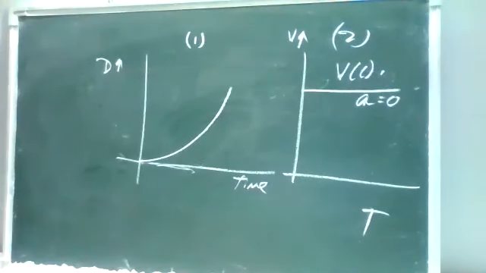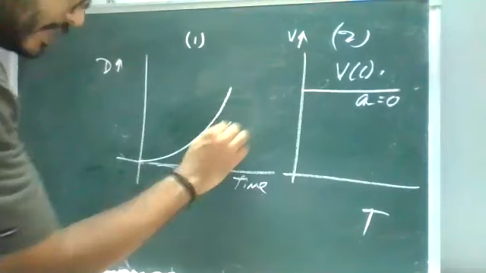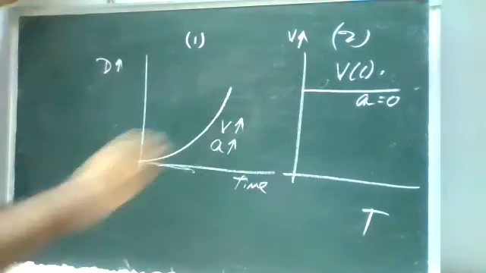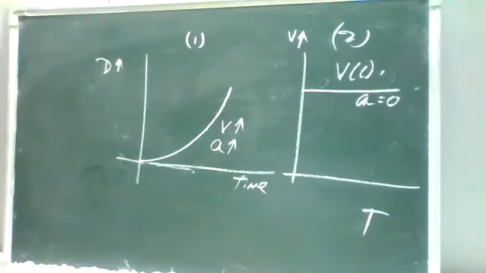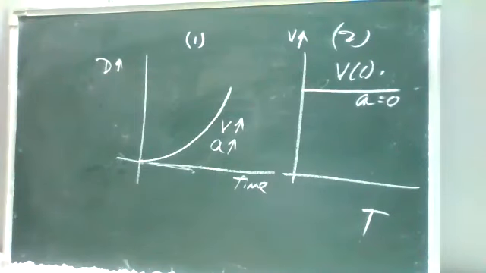Okay, so that means, when we discuss displacement versus time, the velocity was increasing. When the velocity was increasing, acceleration is also increasing. Okay, so next point in that, the velocity time graph is a straight line.